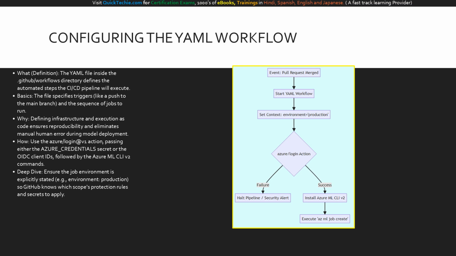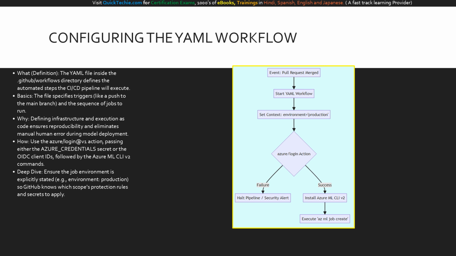We have our secure authentication configured in Azure and GitHub. Now, we must tie it all together using code. We do this by creating a YAML workflow file in our repository. This YAML file is the blueprint of our automation. We define triggers, for instance, running the workflow only when a pull request is merged. Inside the job, we define the environment to ensure GitHub applies the correct protection rules and fetches the correct credentials.